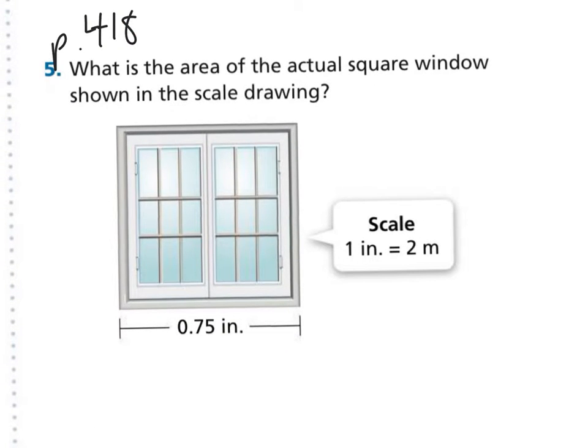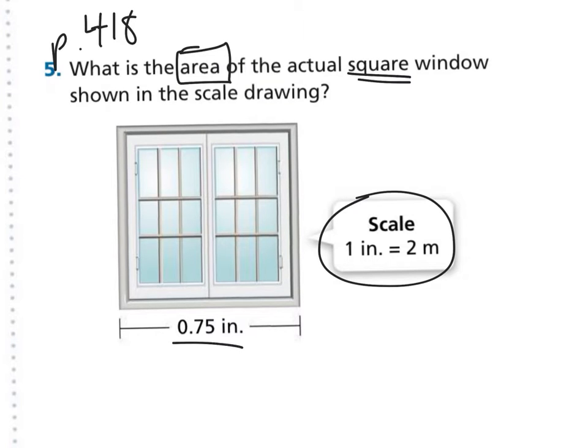Number 5: what is the area of the actual square window shown in the scale drawing? So we've got several important pieces of information here. Notice on this problem they're asking us to find the area. Importance is that it's a square window. Why is that important? Good. All the sides are the same, because if you'll notice on this picture, they've only given me a measurement on the bottom. If I need to find the area, remember, area of a rectangle is length times width. So I have to know what the length and the width are in order to find that area.